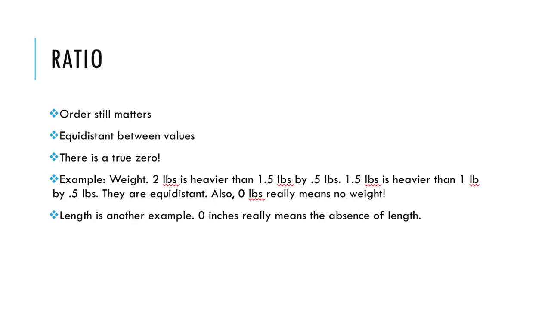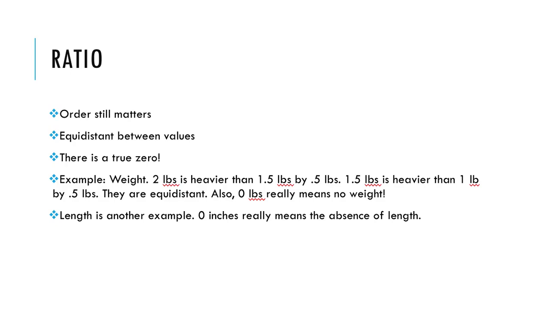Now ratio still has the same types of qualifications: order still matters and the values are equidistant, except there is a true zero. An example would be weight. 2 pounds is heavier than 1.5 pounds by a half pound. But 1.5 pounds is heavier than 1 pound by a half pound, and these are equidistant. These 2 half pounds mean the same thing. But 0 pounds actually does mean no weight, right?